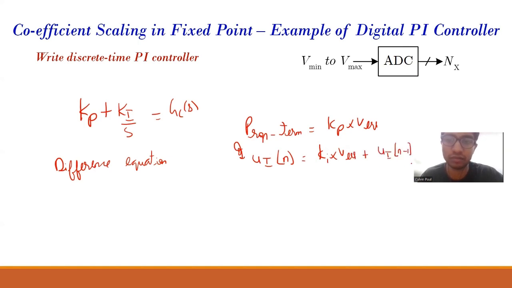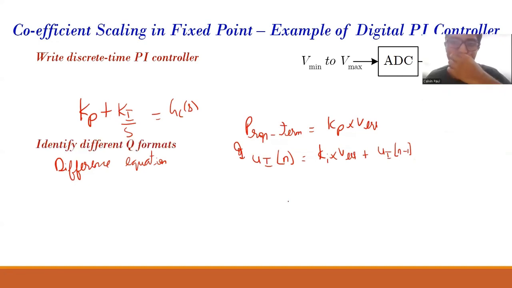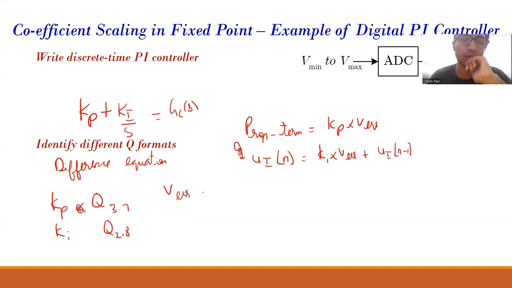So what I must take into account is my Kp may have format Q3.7, my Ki may have format Q2.8, and my V error may have format Q1.9. These are the formats for these things, so they are all different. When I multiply Kp into V error, what will be the Q format which I will get?